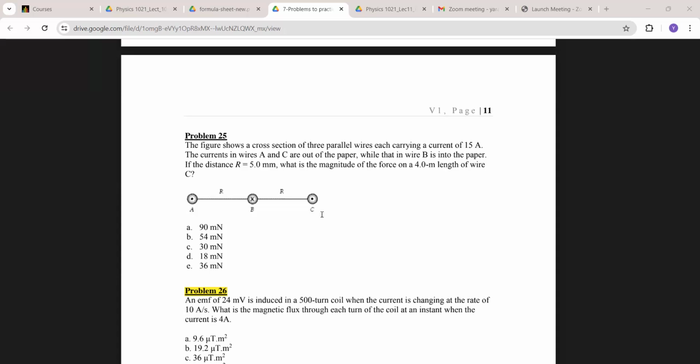So the magnetic field from the wire A is mu naught I over 2 pi multiplied by 2R. This is from A to C? One second only. Okay.